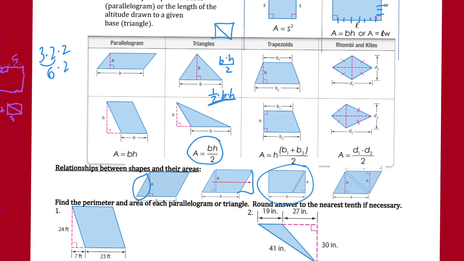For trapezoids, you add up the 2 bases and divide by 2. That takes the average of the bases. That gives you the average base, and you multiply it by the height. So it really is base times height.